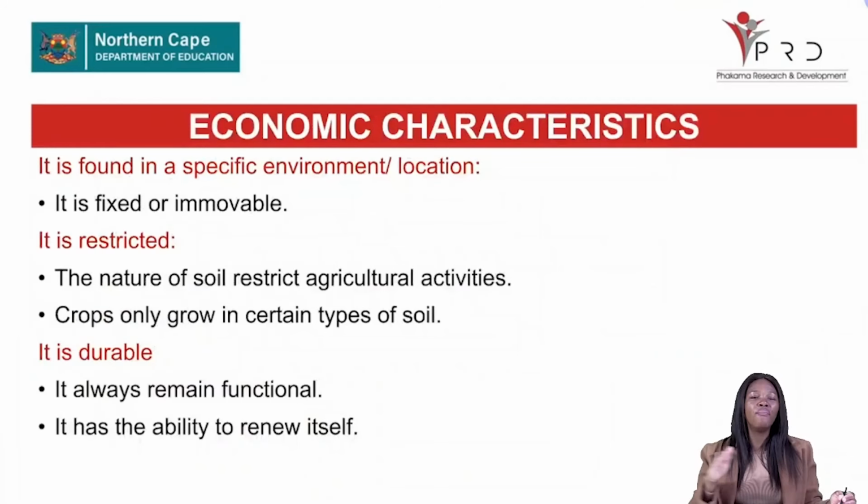We know that we have different soils. Some are rocky, some are sandy, some are clay. So crops only grow in certain types of soil, meaning not every soil has the ability to grow crops. That is why land is restricted, meaning it restricts other agricultural activities.